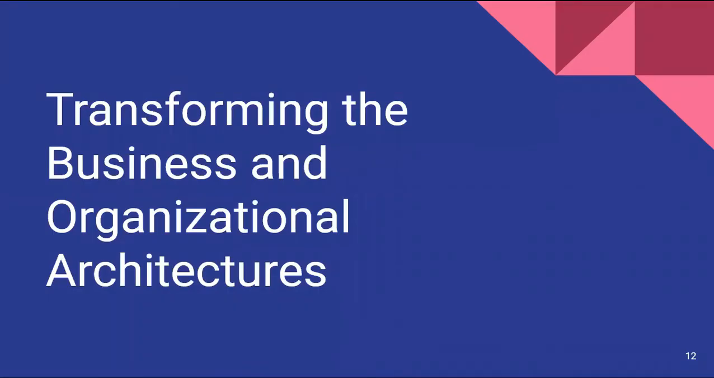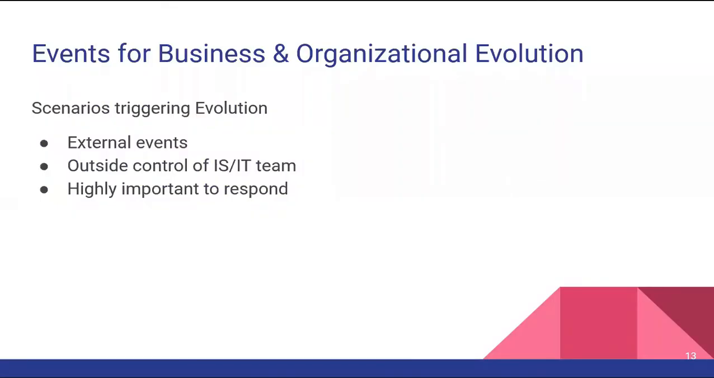Now, talking a little bit about transforming the business and organizational architectures. To dive into understanding the transformation process, we have devised some scenarios that could trigger evolution. In the following slides, we will look at particular scenarios that will take place externally outside the control of the Infotech team, and ones that Infotech team must respond to for sustenance of the business and competitive edge in the industry.